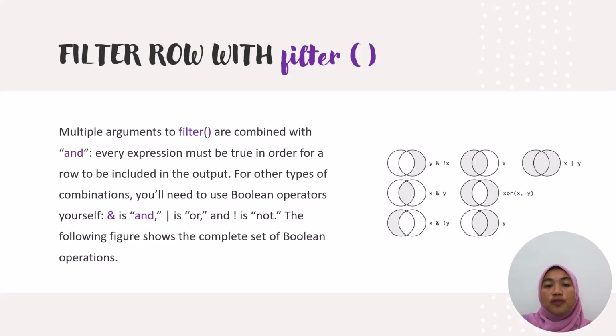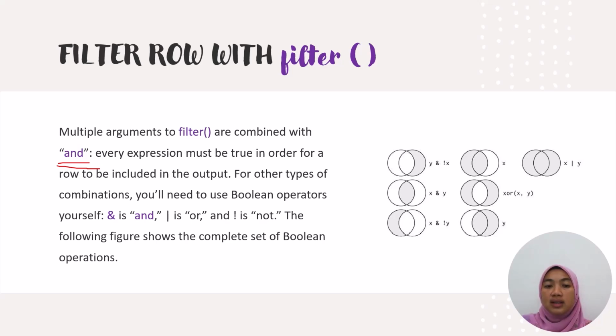Alright, so for multiple arguments in the filter command, multiple arguments to filter are combined with AND. So this is the operator AND. Every expression must be true in order for a row to be included in the output. For other types of combination, you will need to use Boolean operators yourself.